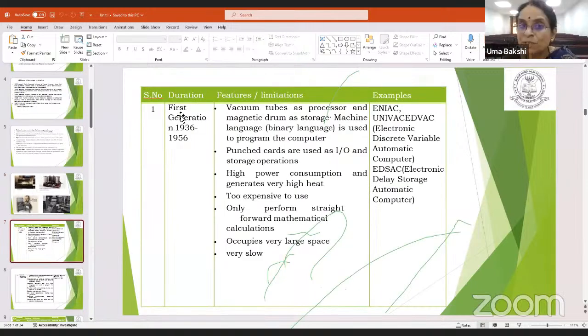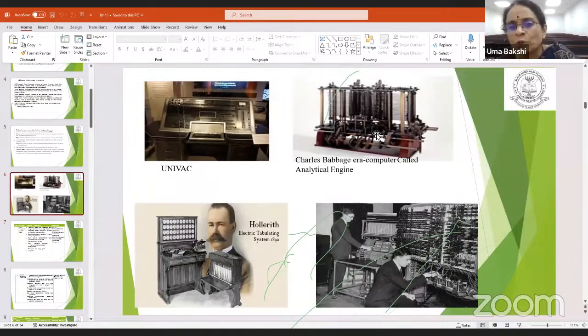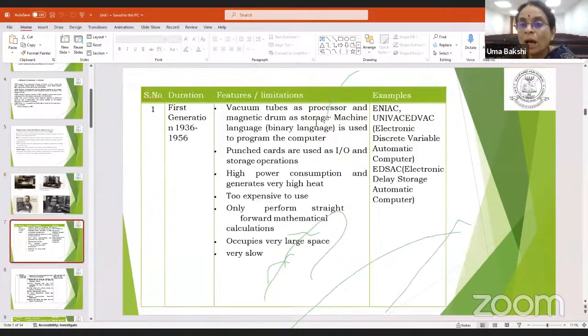So there are four generations we can call. First generation computers, 1936 to 1956. This is called vacuum tubes. If you can see, there are vacuum tubes in this. Can you see the vacuum tubes? And these tubes are processing the information and then giving you the output. So vacuum tubes as processor and magnetic drum as storage.